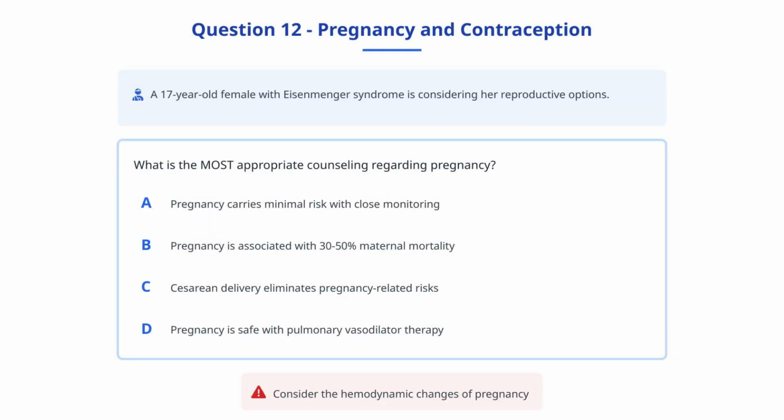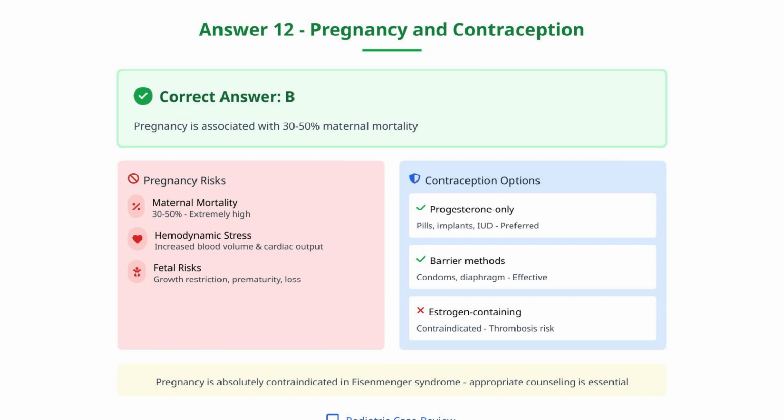For our 12th case, a 17-year-old female with Eisenmenger syndrome is considering her reproductive options. What is the most appropriate counseling regarding pregnancy? Is it A. Pregnancy carries minimal risk with close monitoring, B. Pregnancy is associated with 30 to 50% maternal mortality, C. Cesarean delivery eliminates pregnancy-related risks, or D. Pregnancy is safe with pulmonary vasodilator therapy? The correct answer is B.